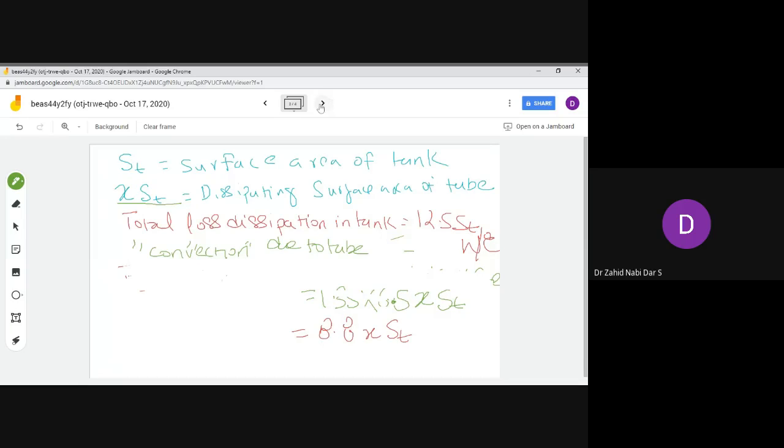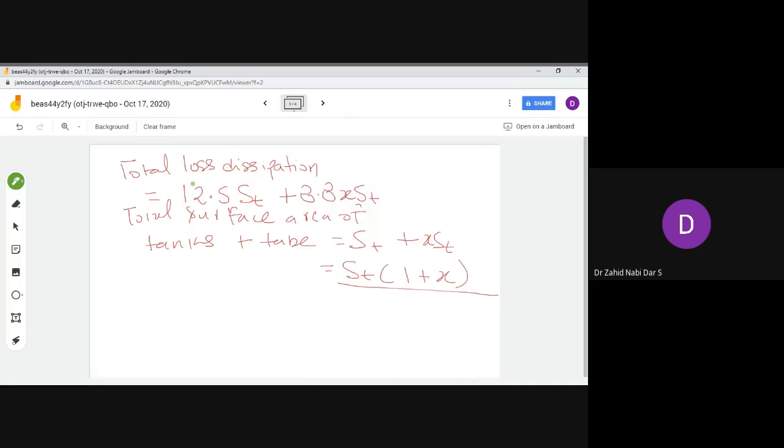So if you want to write the total surface area, the total surface area of loss dissipation would be 12.5 st plus 8.8 x st. So this is the thing.